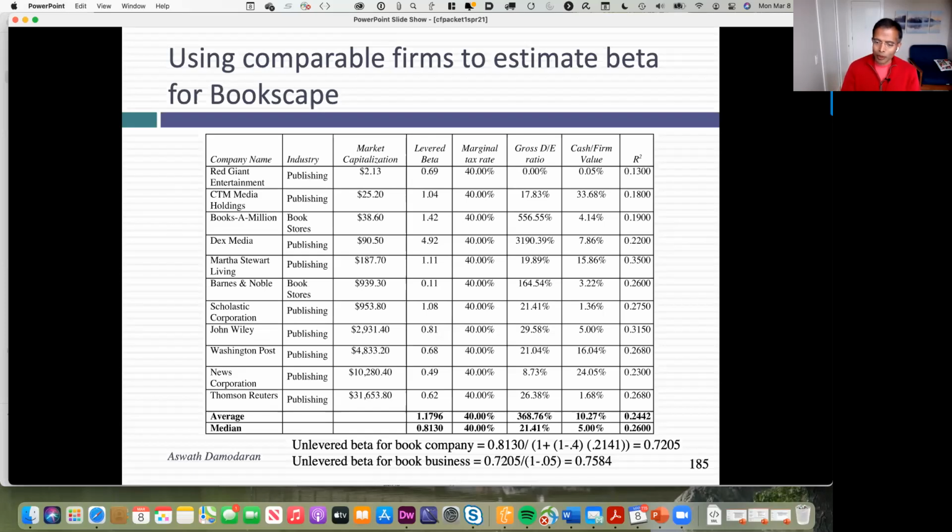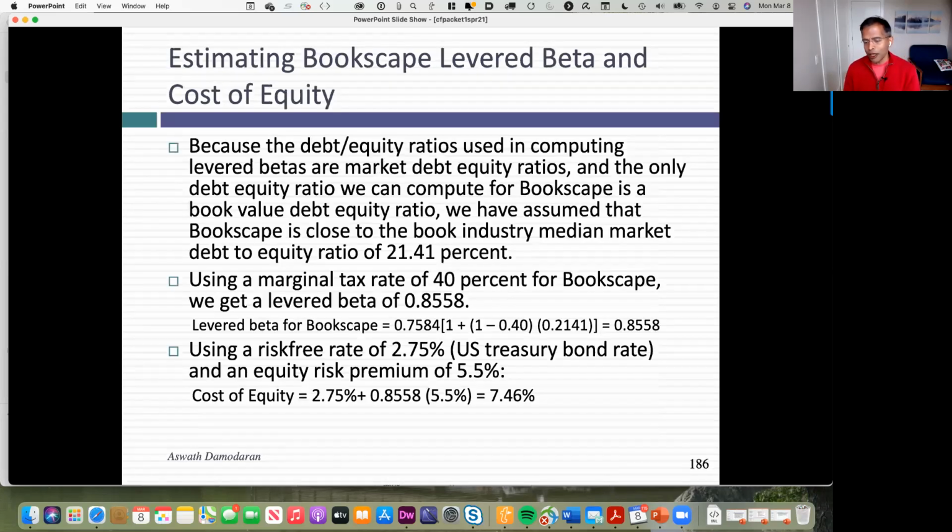beta, I need a debt to equity ratio, right? And I need a market debt to equity. And with a publicly traded company, that's not a big deal. There is a market equity, whether I like it or not. But with a private company, I ran into a brick wall, which is I knew the unlevered beta, but I did not have a debt to equity ratio.